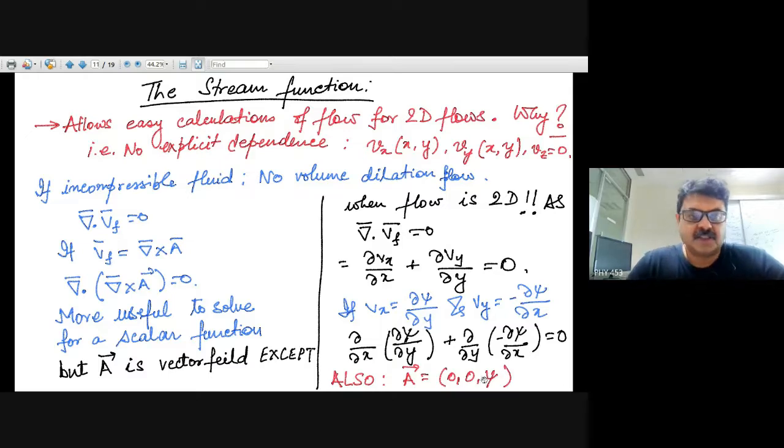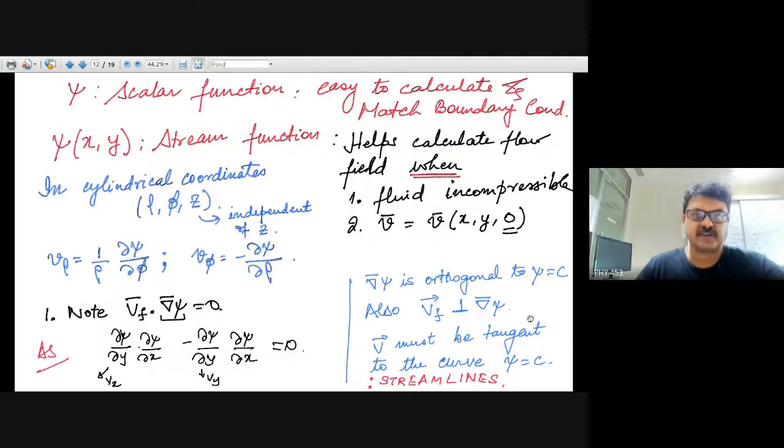And of course, just to remind you, incompressible fluid is important. And since you are writing Vx as a derivative of a scalar function, you need the flow to be 2D, right? Then you can define something called a stream function and use that to calculate your velocity fields, right? So this is what I have already discussed. I have already emphasized this multiple times, including the z component to be 0.